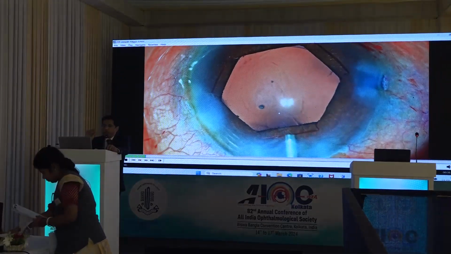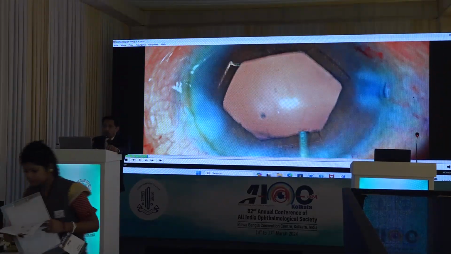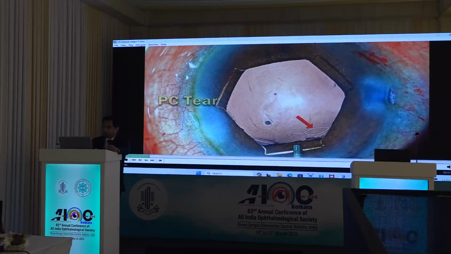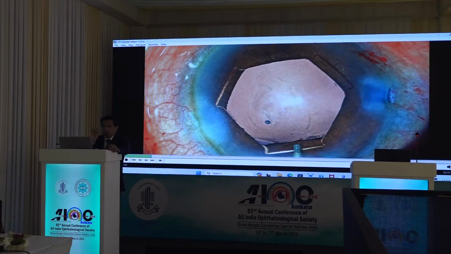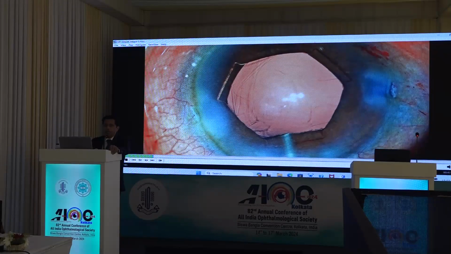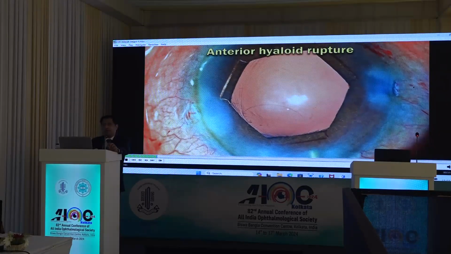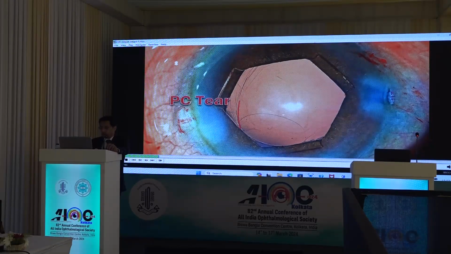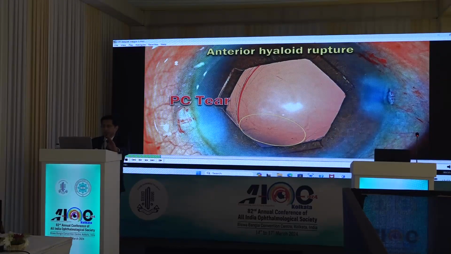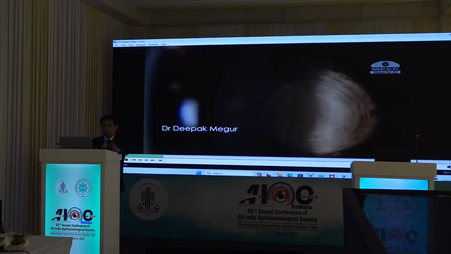So it gives us enough time to stop it at just the posterior capsular tear itself. And if we are alert enough, we can prevent the anterior rupture. So these are two independent entities one has to remember. This is the basic message which I want to give to you.